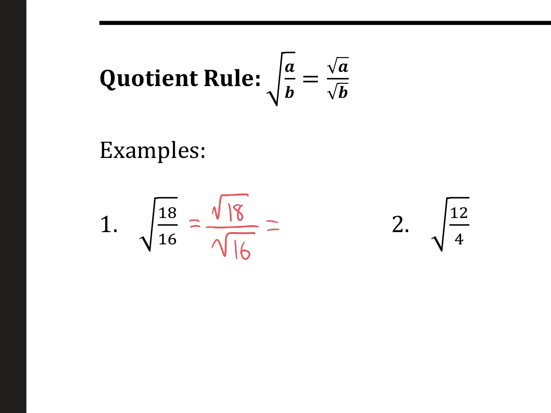So we can split this up. What's a perfect square that goes into 18? Well, we know that 1 times 18 is 18, 3 times 6 is 18. Those are not perfect squares. But 9, square root of 9 times square root of 2, 9 is a perfect square, so that works.